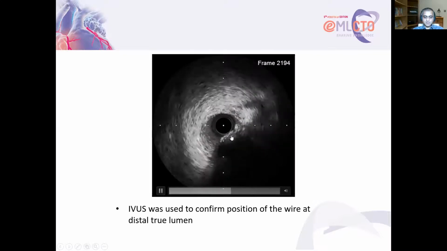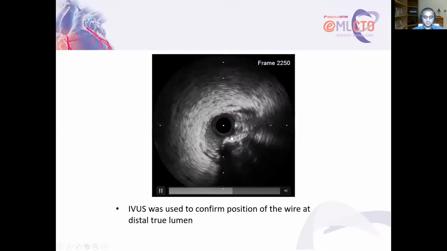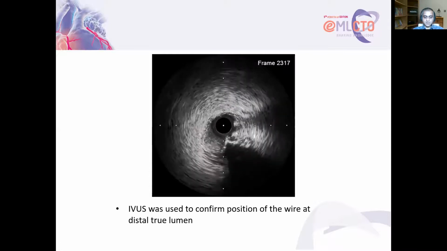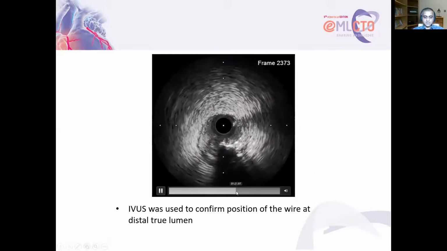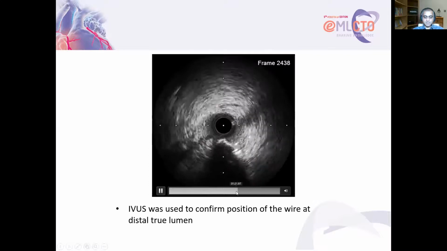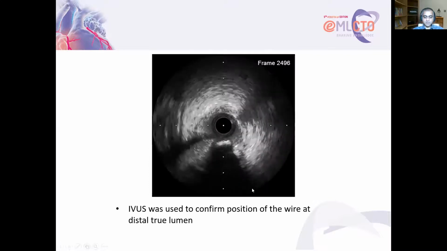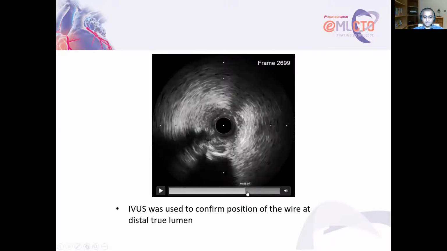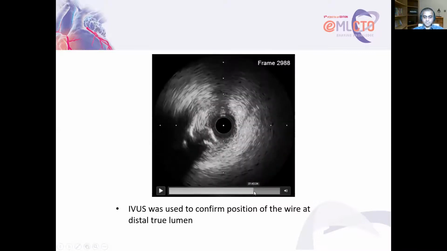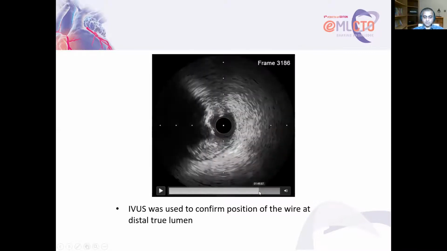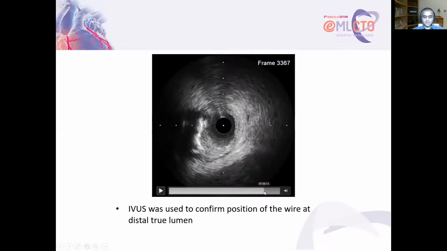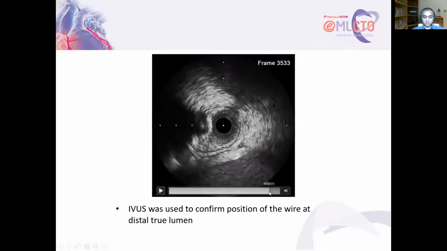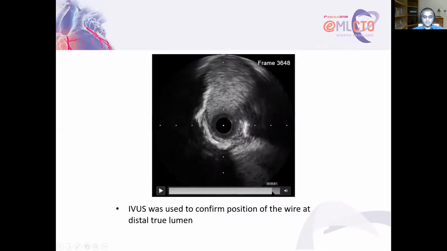Now, we then pulled the IVUS probe further back, and as we did so, we could see that the IVUS probe came back into the true lumen more proximally. I'm just going to bring this on a little bit to show you that the atheroma extended all the way back, involving the left main stem. So we're coming up at 12 o'clock.